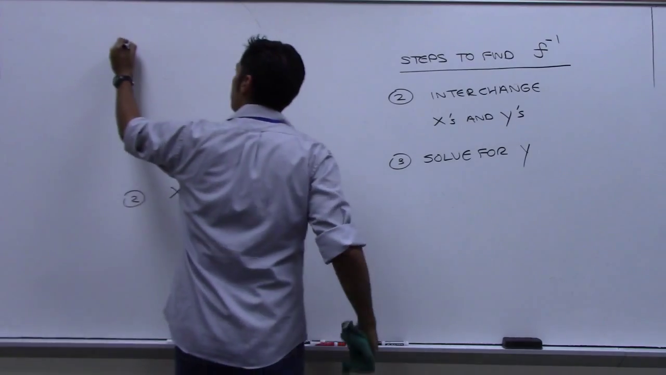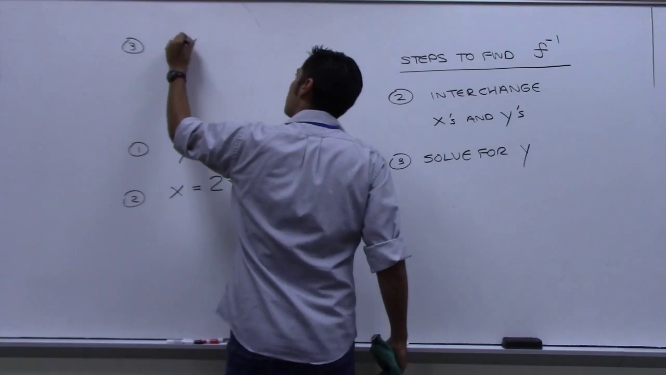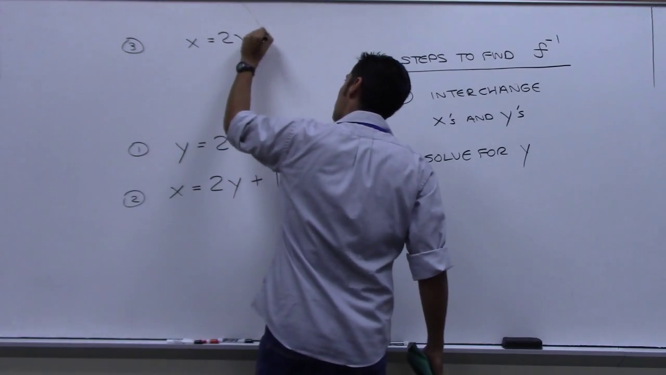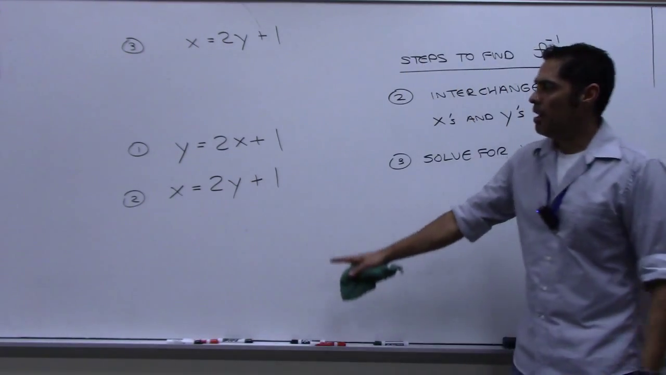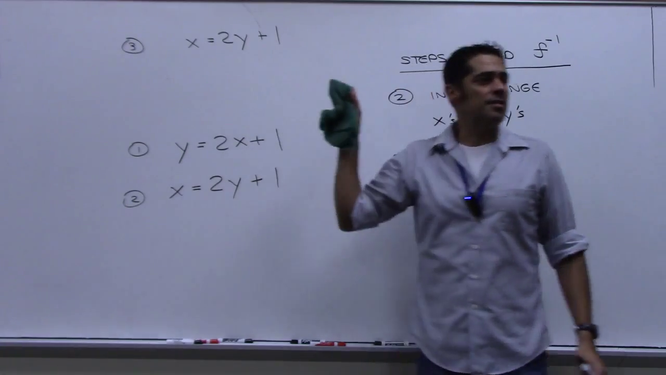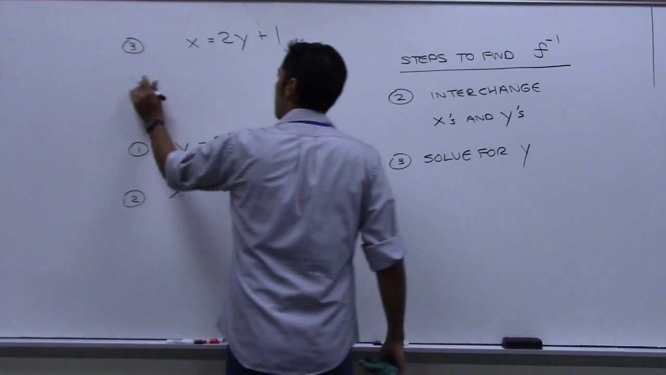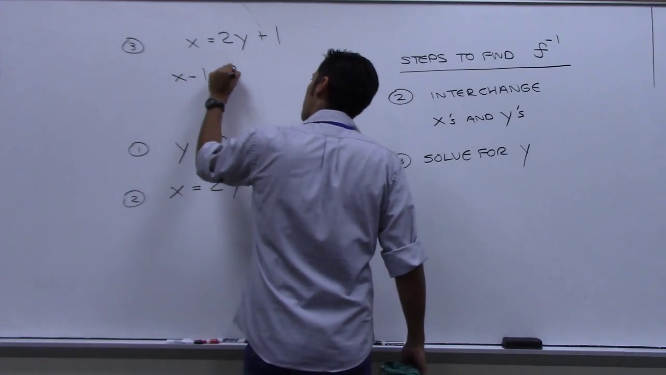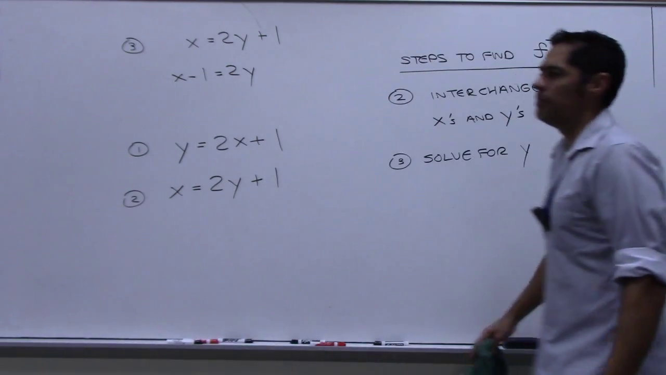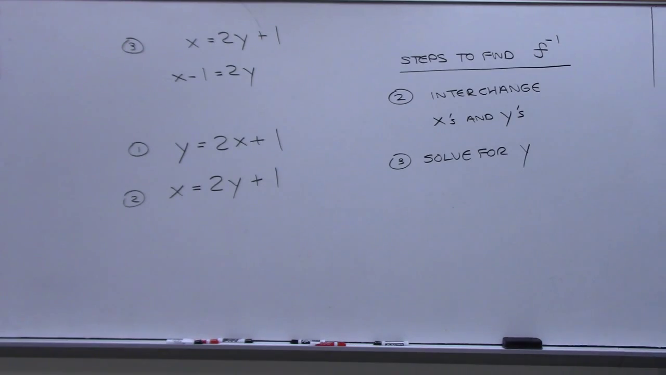Step 3, I take x equals 2y plus 1. If I'm going to try and solve for y, it means I want to isolate y. I just take 1 to the other side, right? Subtract 1 on both sides. And then finally, to get the 2 out of the front of y, I divide everything by 2, right?